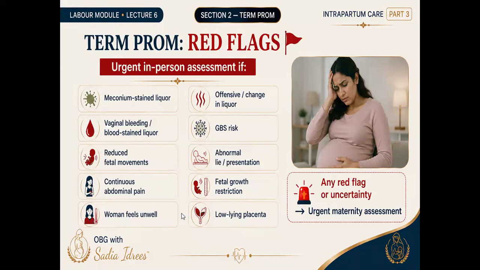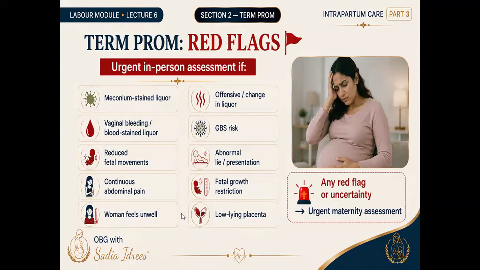Then consider known pregnancy risk factors. Is there a GBS-related risk? Is the lie or presentation abnormal? Is there known fetal growth restriction or a low-lying placenta? Any of these factors changes the pathway. Am I clear so far?